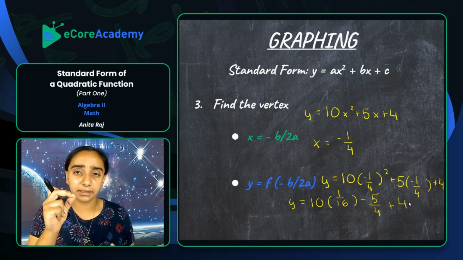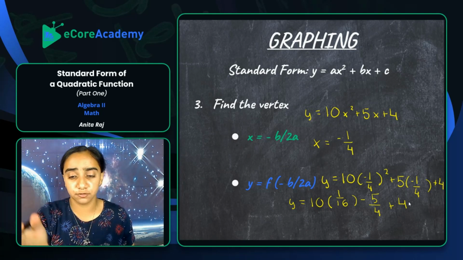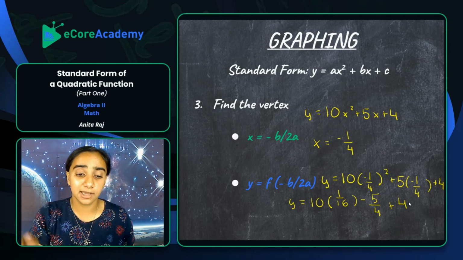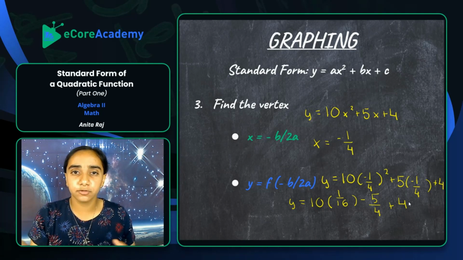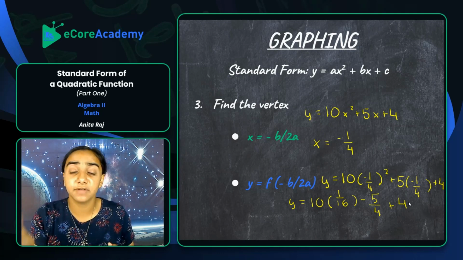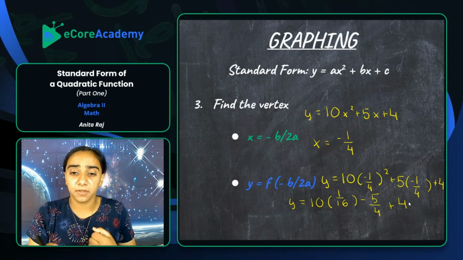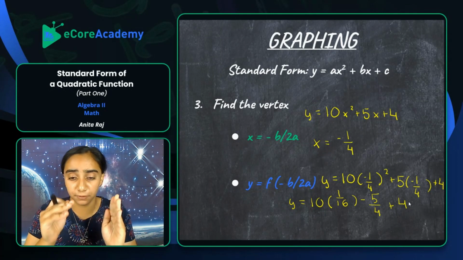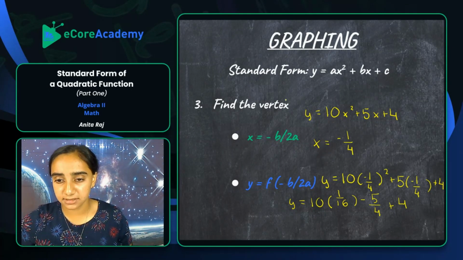You plug back in the x value of the vertex, which you found by using negative b over 2a, into your standard form, and then you'll figure out what your y value is, because you've already substituted a value in for x. So that is how you find the complete vertex. And remember, vertex is (h, k). Do not forget that.